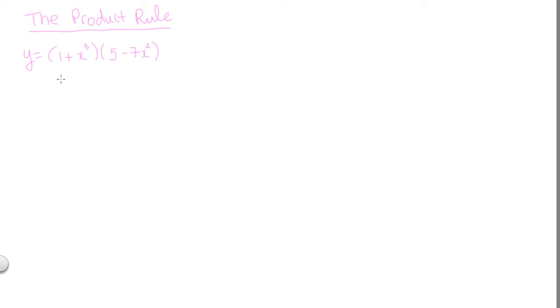In order to write down a formula for what the product rule looks like, we're going to have to give a name to each of our factors here. So let's say that this first factor is called f of x, and let's call our second factor here g of x.